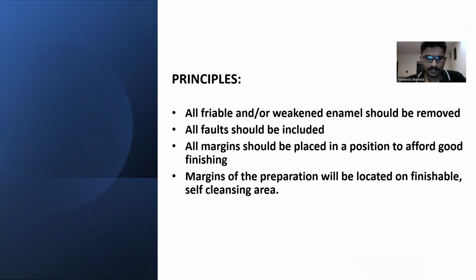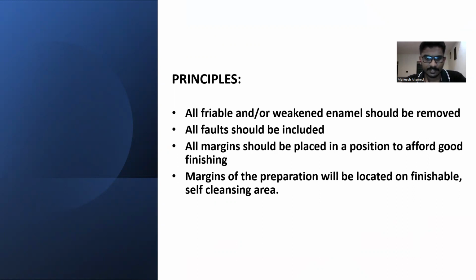As we all know, weakened tooth structure by definition should be removed, which is one of the objectives of cavity preparation. So all friable and weakened enamel should be removed, and all faults should be included. If there are faults within the caries-affected tooth, these faults should fall within the margins of the restoration. That is, the faults should be eliminated. All margins should be placed in a position to afford good finishing.